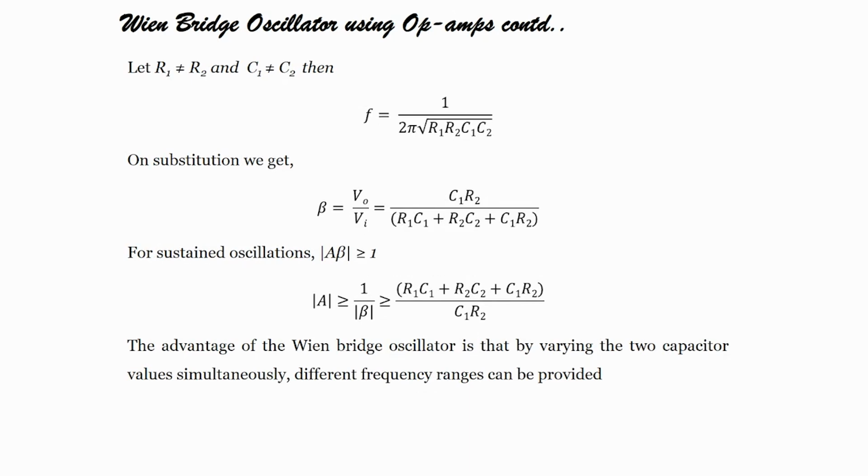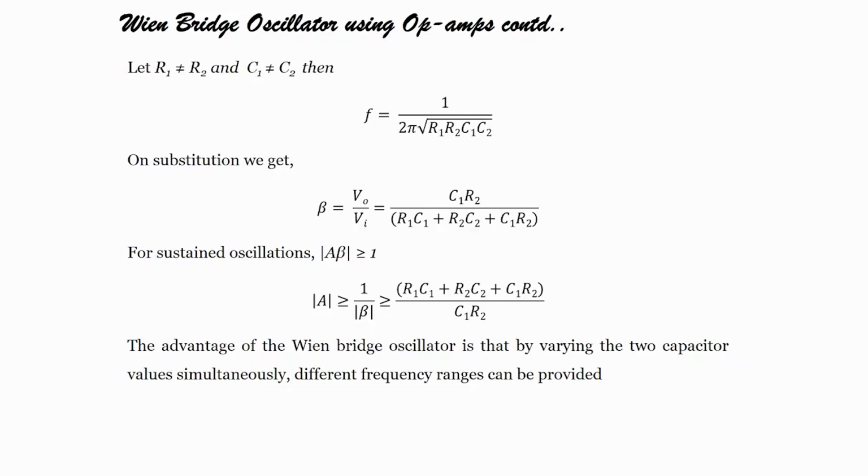Now, that was the condition when my R1 was equal to R2 and C1 was equal to C2. What if my R1 is not equal to R2 and C1 is not equal to C2? In that case, how would my equations change? Okay, so let us see that. If R1 is not equal to R2 and C1 is not equal to C2, then my f equals 1 by 2 pi under root of R1 R2 C1 C2.